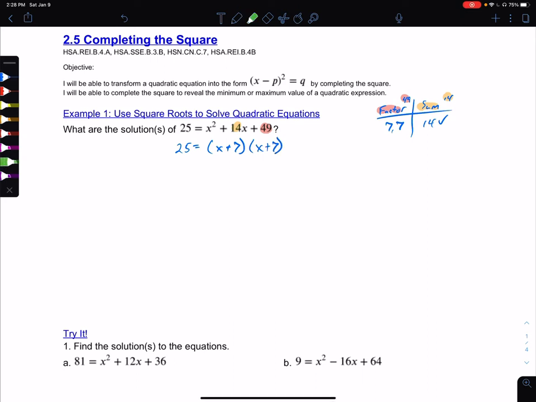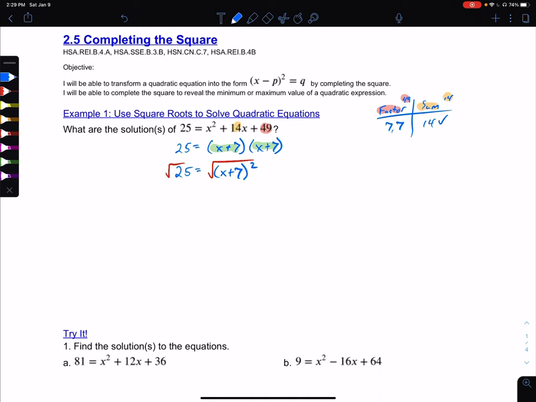And the idea here is that these two binomials are identical. That's kind of the whole goal here. That will be the goal of completing the square when we get to that in a later video. So we can then rewrite this as x plus 7 squared. Then, to get rid of that square, we could take the square root of each side.